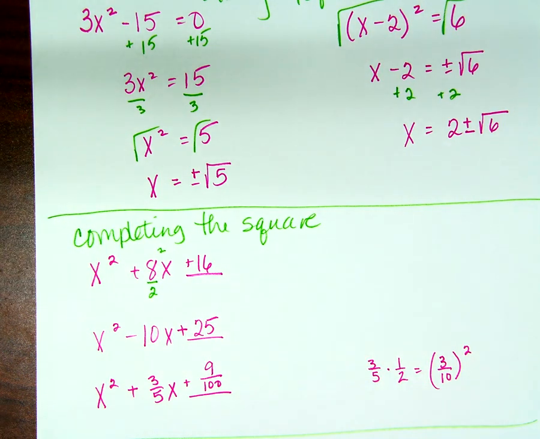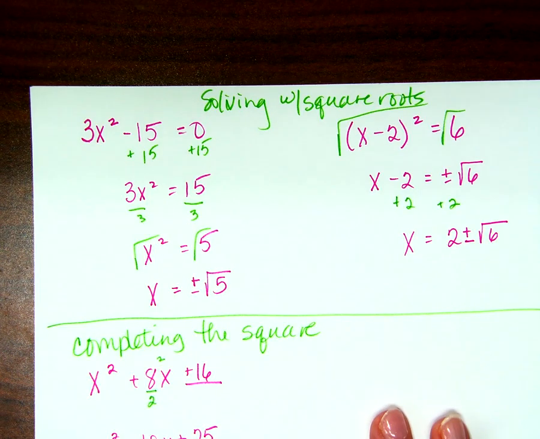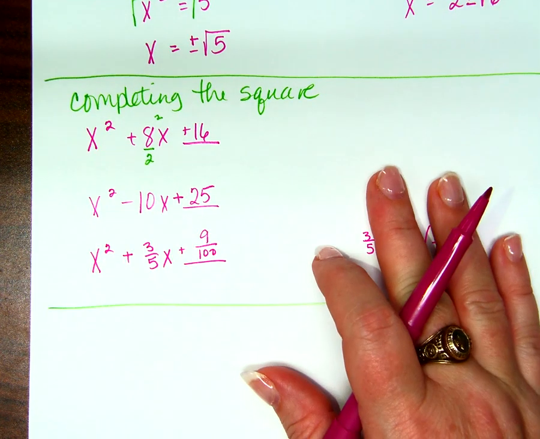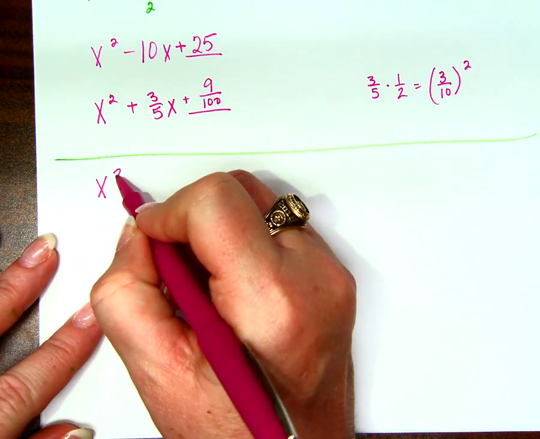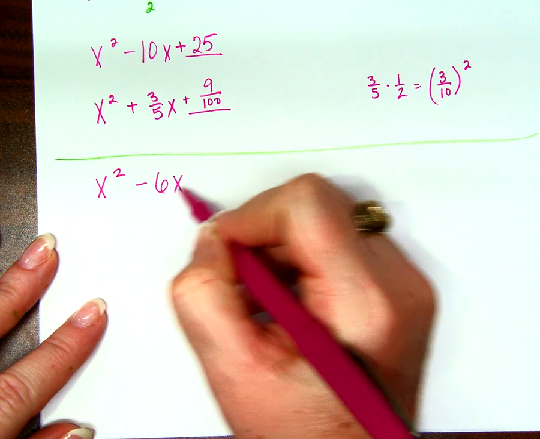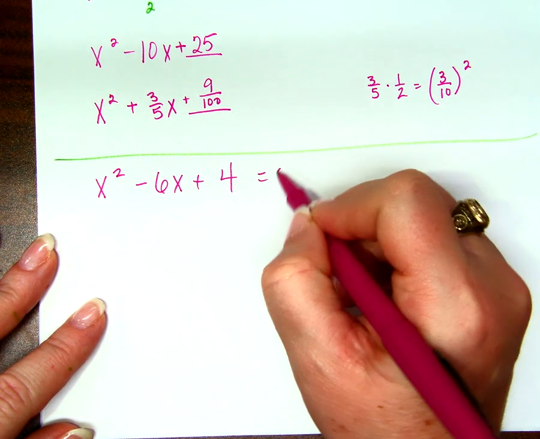Sorry about that. I forgot to put labels. That one just says solving with square roots. And then completing the square. Okay, so if we're solving by completing the square, your problem is going to look something like this. x squared minus 6x plus 4 equals 0.